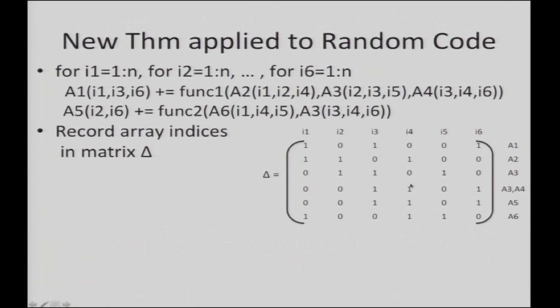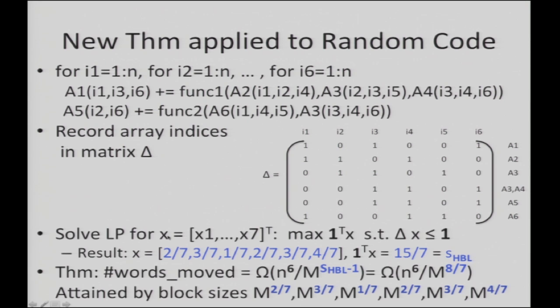Again, the theorem says just solve a linear program: maximize the sum of the x's subject to delta times x less than or equal to 1, and out pop these magic numbers, and their sum is 15/7. And so the theory says that no matter how you reorganize this algorithm, if you want to go as fast as possible and minimize communication, you can't do any better than n to the 6th divided by m to the power this number minus 1, so 8/7. And what is the optimal block size for it? Well, it's m to the 2/7, m to the 3/7, m to the 1/7. That just comes from solving this linear program. So this works quite generally.